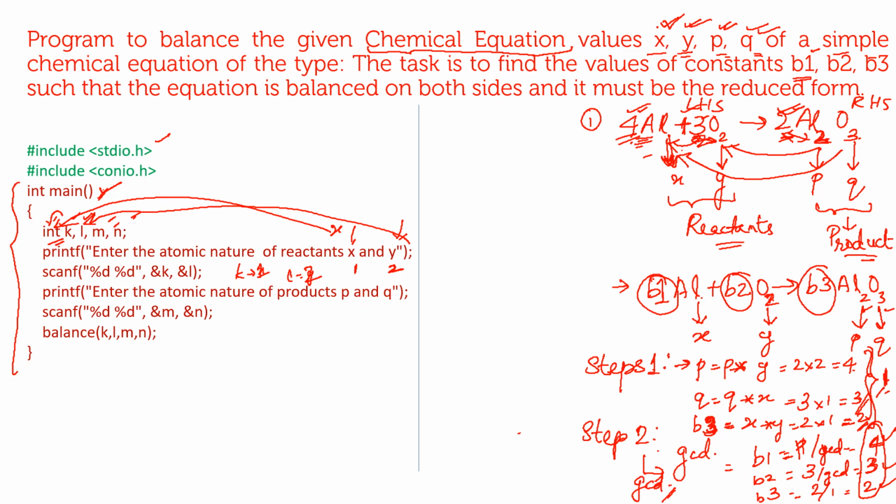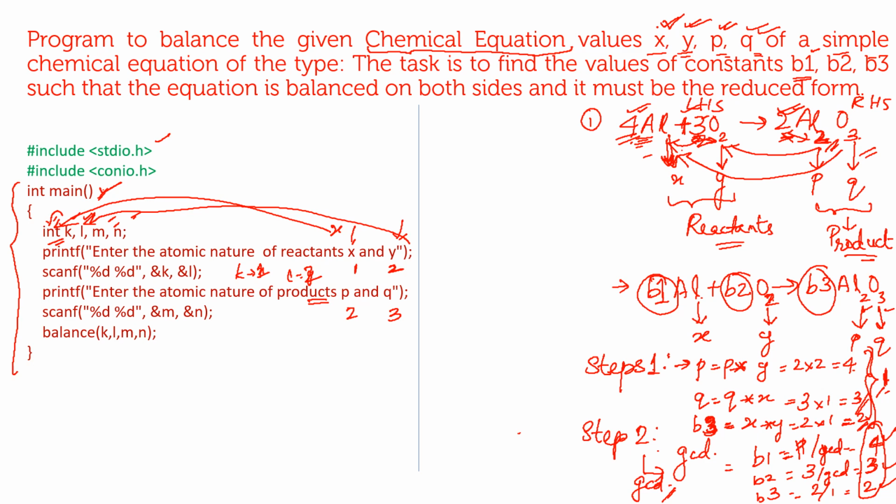Similarly, same thing, you are going to store your P and Q. You are going to give the other two inputs. printf, enter the atomic nature of the products P and Q. What is your P and Q? Aluminium is 2, oxygen is equal to 3, right? So P is equal to 2 and Q will be equal to 3. 2 and 3 are the values you are going to enter.